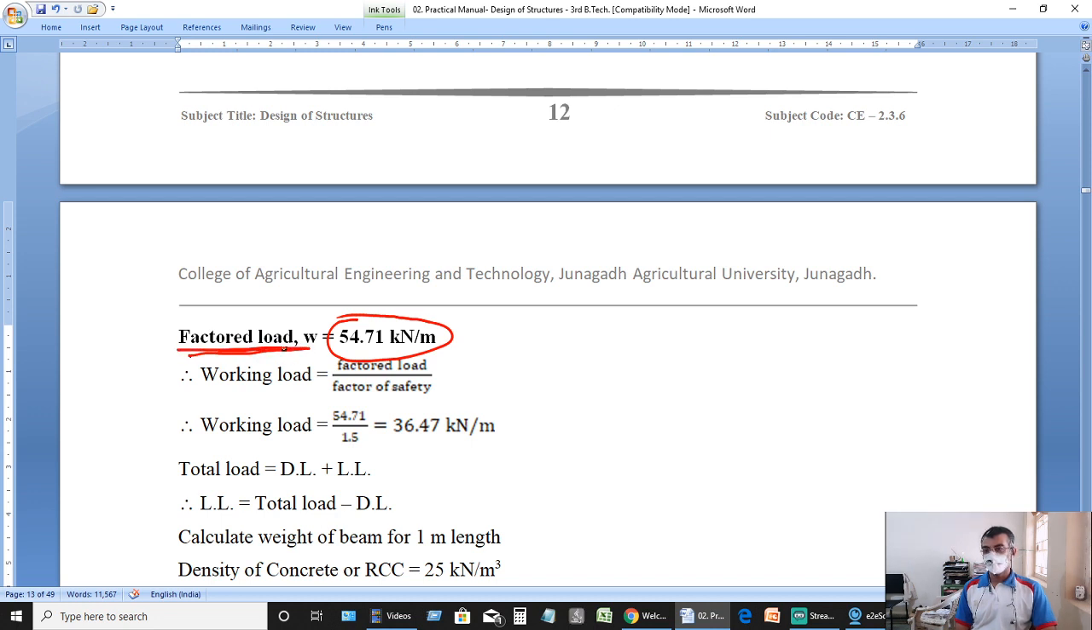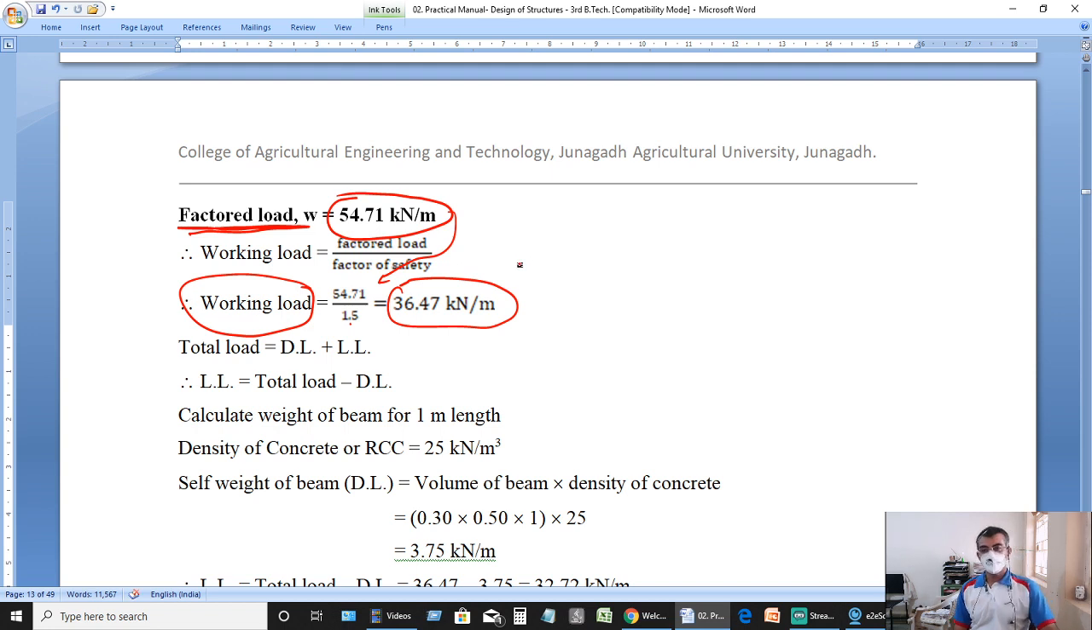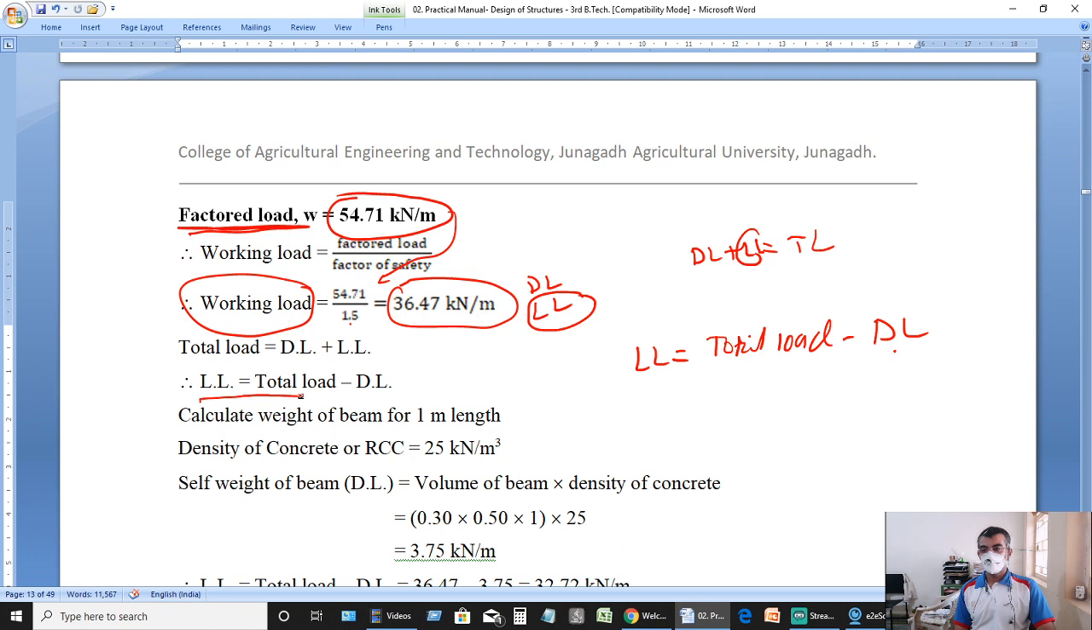This is the factored load that is required to be divided by 1.5. That will give you the working load, right? So you divide this load by 1.5, you will get the working load. Now the working load includes the dead load as well as the live load. So we want this live load, this imposed load, so we need to find out the live load, that is the safe load, that is total load minus the dead load. So dead load plus live load is equal to total load. So live load is equal to total load minus dead load.